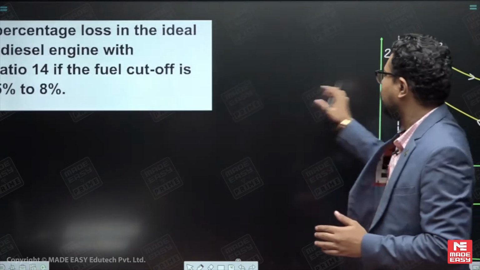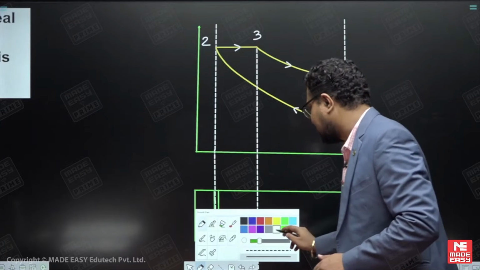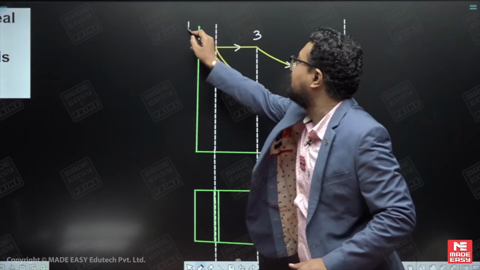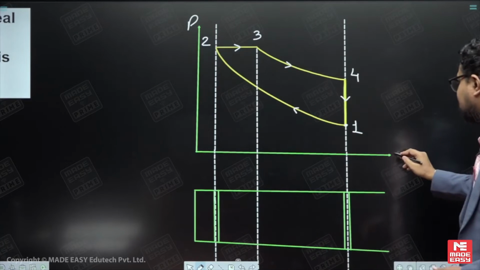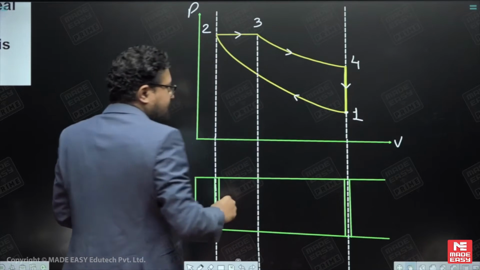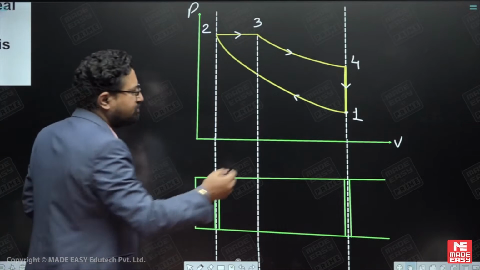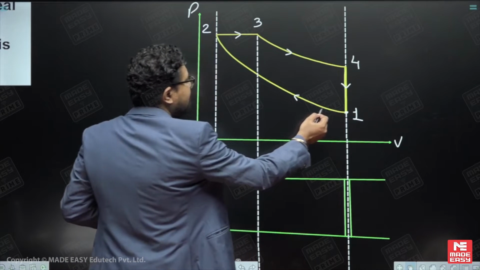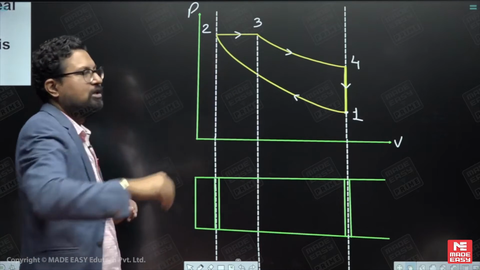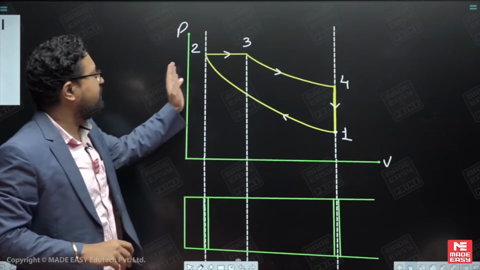So let me show you here a diesel cycle. There is a diesel cycle I have drawn on the PV coordinates. This is the pressure axis, this is the volume axis. Now if we see the basic processes of the diesel cycle, starting from 1 we have isentropic compression, reversible adiabatic compression, 1 to 2. Then 2 to 3 constant pressure.